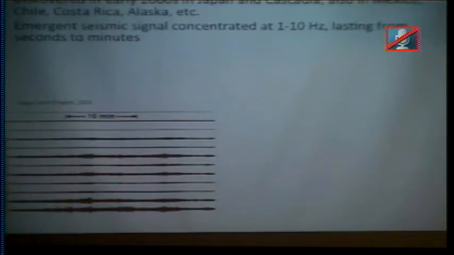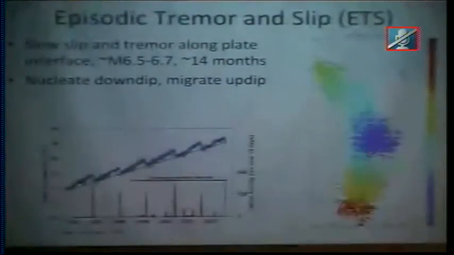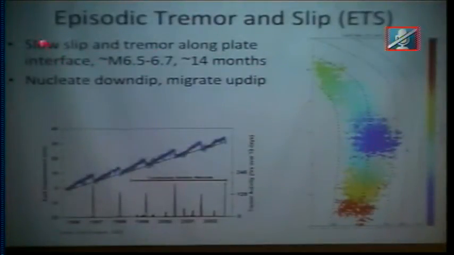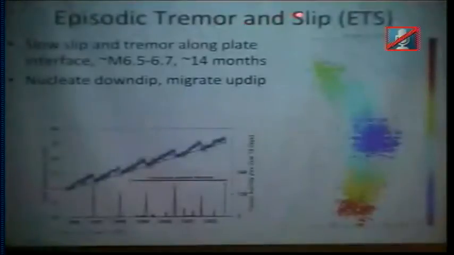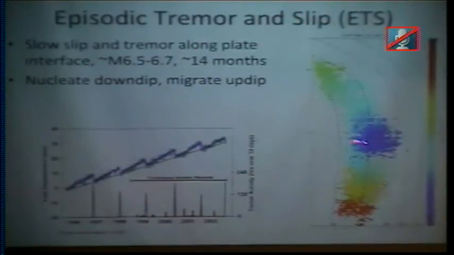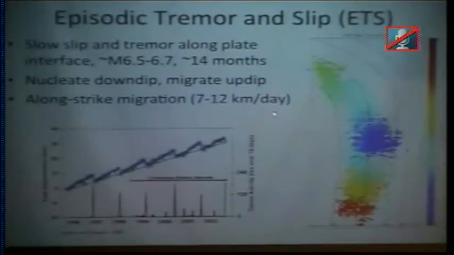concentrated in the 1 to 10 hertz frequency band. And it's part of a family of a map of tremor locations from the UW group, which are color-coded by time, and it illustrates this point that most of these episodic tremor and slip episodes nucleate down dip and migrate up dip, and then they migrate along strike.